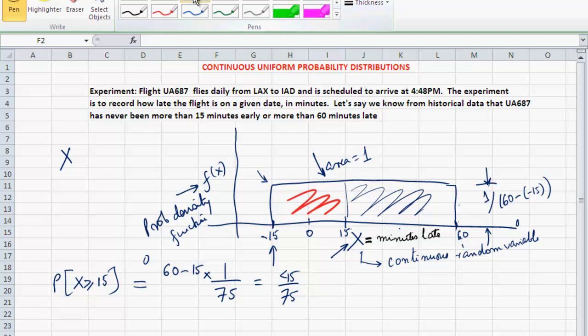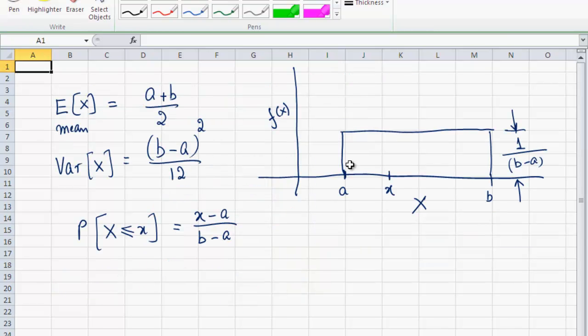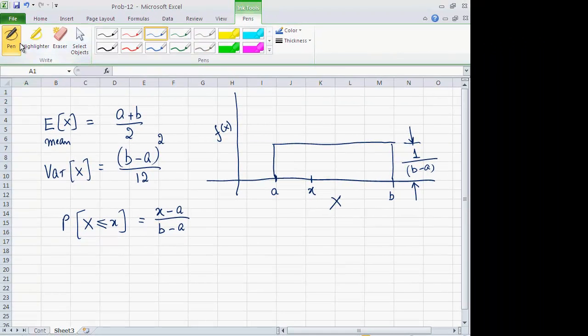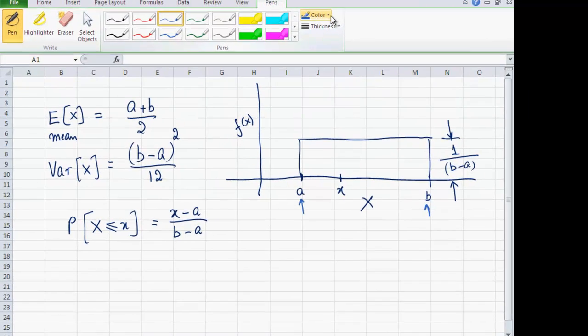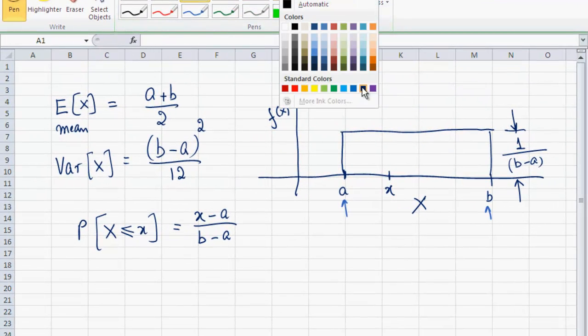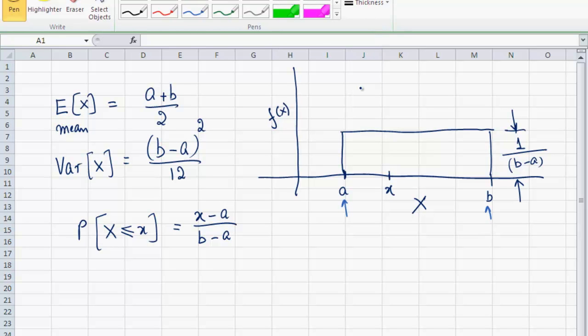Okay, so if we want to generalize for the continuous uniform distribution, let's say I have a continuous probability distribution here, whose lower limit is A and whose upper limit is B. If I use the same logic as I did for the United Airlines analysis, the height of the rectangle must be 1 divided by B minus A, correct? Because the area of the rectangle has to be 1.